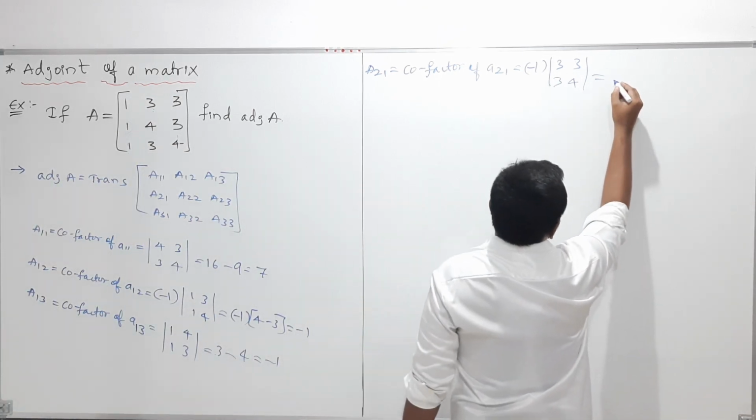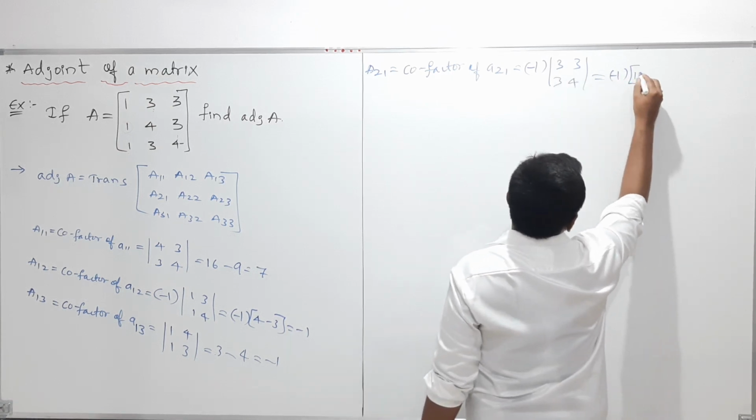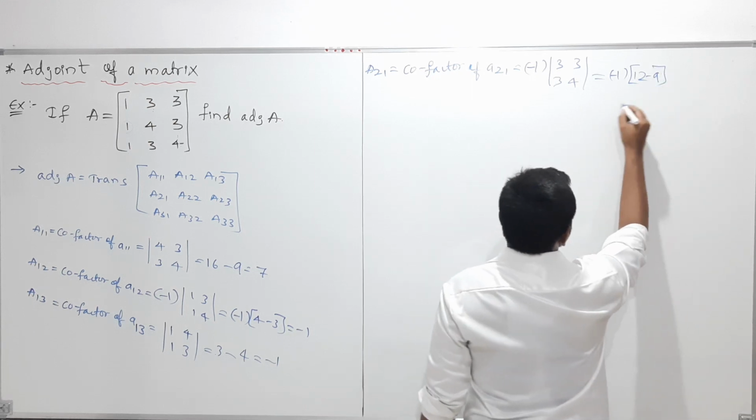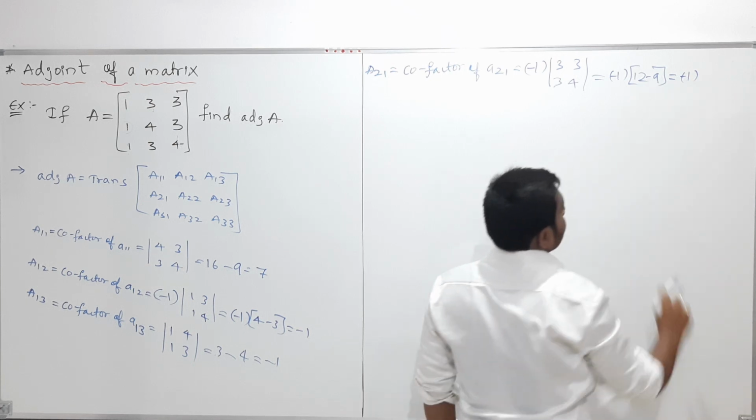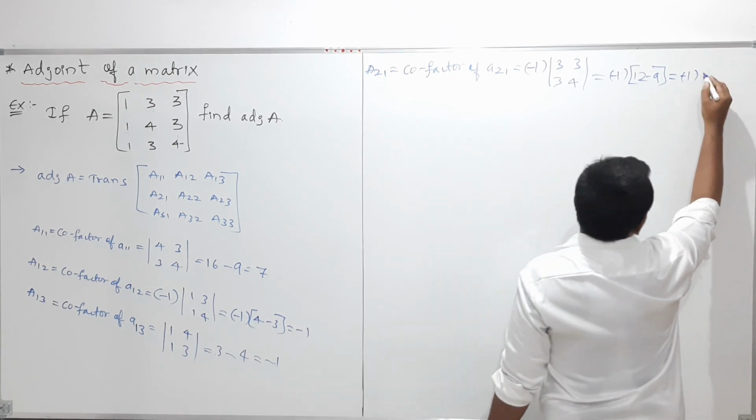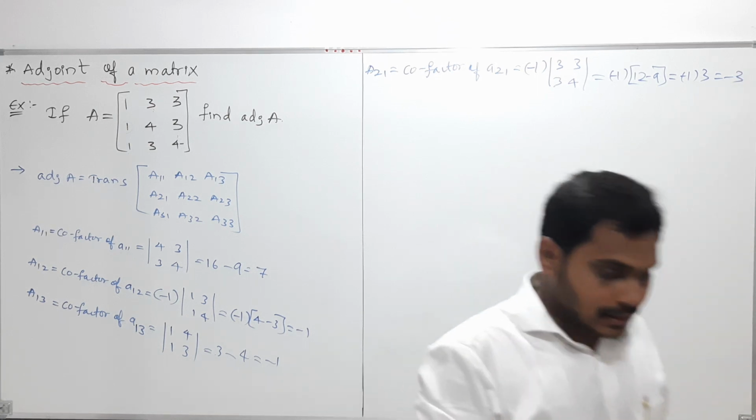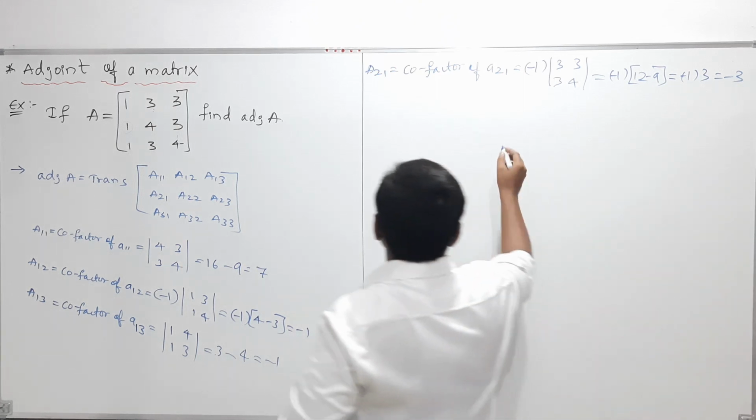So minus 1 into, here it is, 4 threes are 12, minus 9. So minus 1 into 12 minus 9, which is 3. 3 into minus 1 is equal to minus 3. Clear? Is it visible to you? Yes.